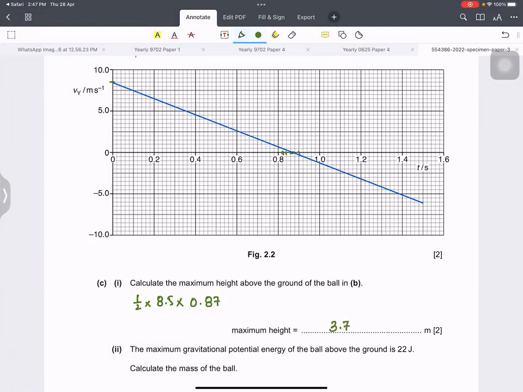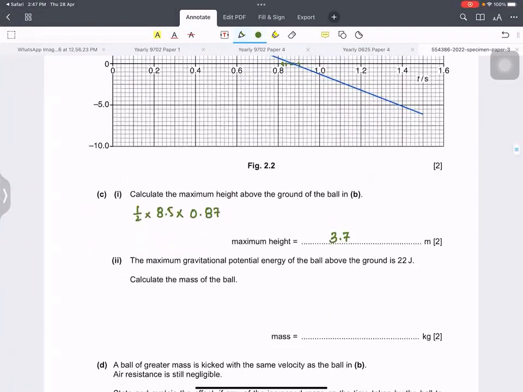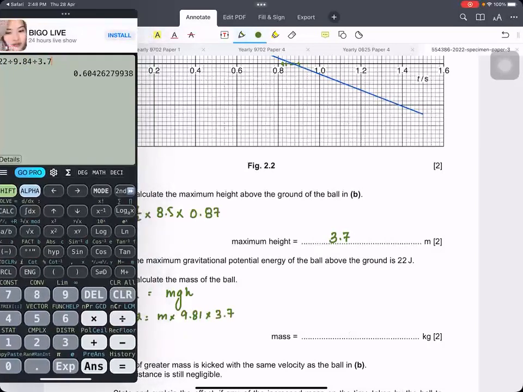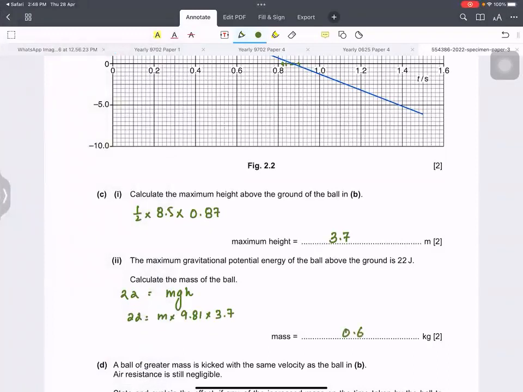All right, so that's pretty easy. And then it says the maximum gravitational potential energy of the ball above the ground is this. Calculate the mass. So mgh equals 22, 9.81, and the height is 3.7. 22 divided by 9.81 divided by 3.7. So it should be 0.60 kilograms, I think. Please do verify the answers, all right?